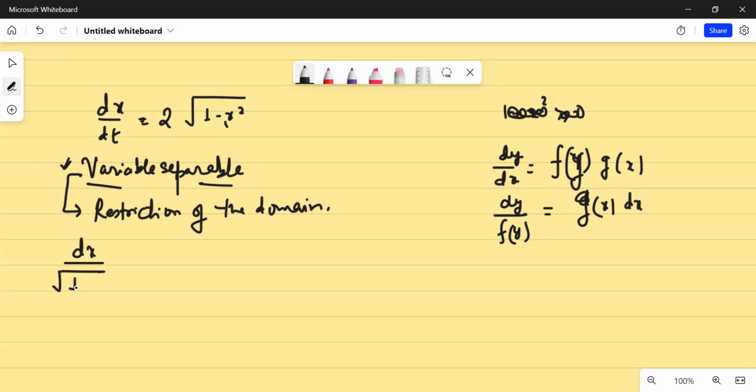So what I'll do, I'll simply do this, and this would be dt, and I'll integrate both sides. Understand that this particular differential equation is only defined if your x lies between minus 1 and 1.